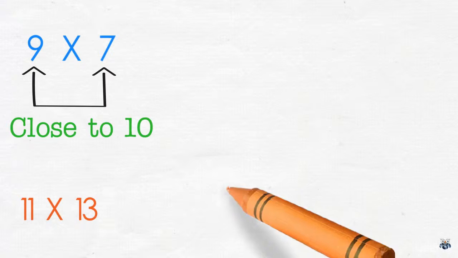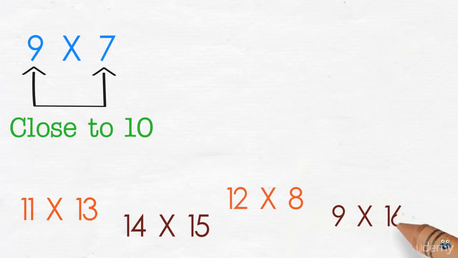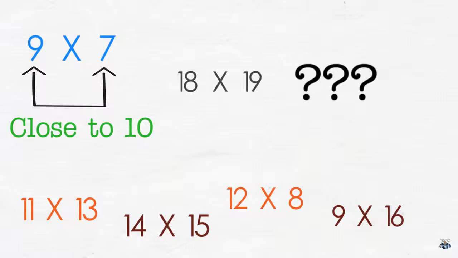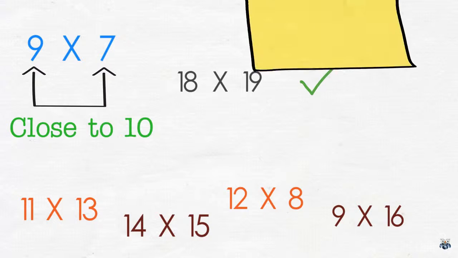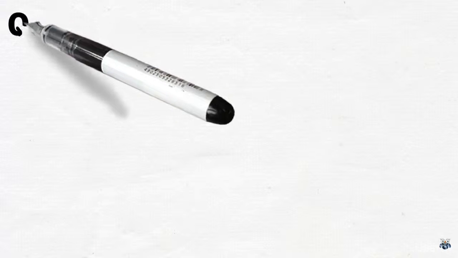Here are some other problems that you can solve using this method. As you can see, in all the above cases, each number is close to 10, the base number. So could you apply the base 10 method to solve this problem? Yes, you could, but the further away you go from 10, the more difficult it gets to solve base 10 problems. 18 and 19 are closer to 20. So it's better to use the base 20 method instead. This will be covered in another video. Alright, now let's jump right in and watch our fabulous method in action.